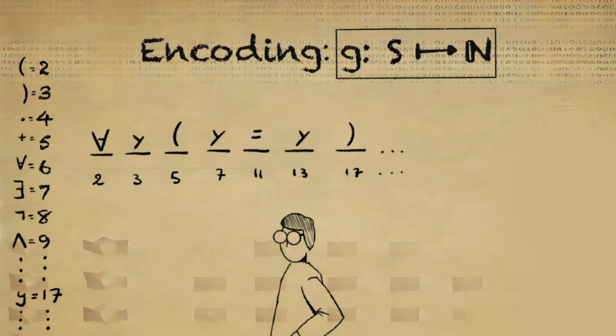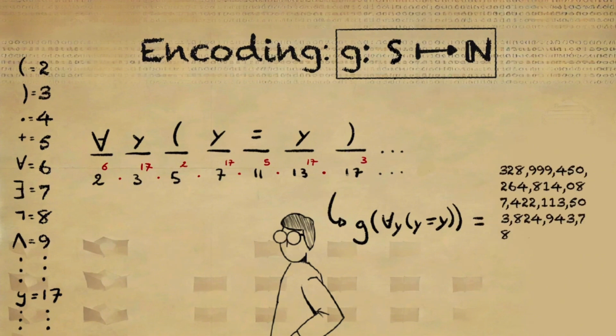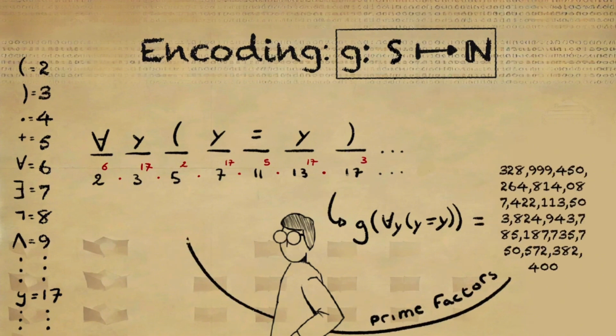For all y, y equals y. Fairly simple formula. It's true, but it doesn't matter. Take all the symbols' position numbers, so for the opening bracket, this would be 5, and put them to the power of the symbol's number. This creates an absurdly large number, even for short sentences, but enables each number to be unique, as prime factoring a number will give you instructions on how to find the sentence.